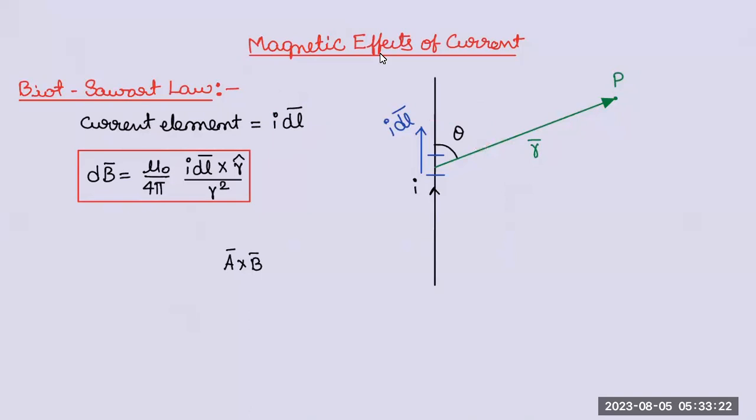If you use your right hand thumb and curl your fingers like this, the thumb will be into the board. So here the magnetic field B bar must be into the plane. I think you know this notation, right? Do you know this? Into, out. I'll explain once again. Yes or no?